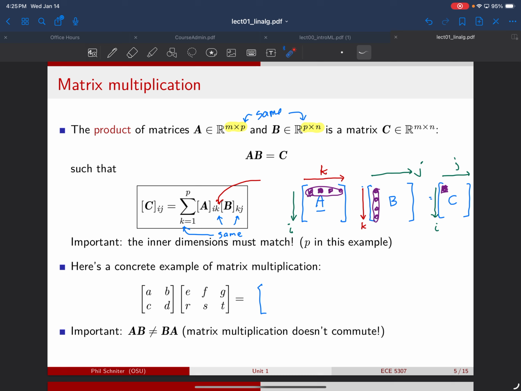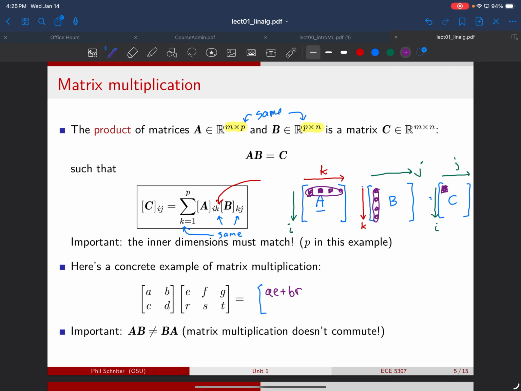Okay, so this is very fundamental. Hopefully you guys remember this. This is something you have to really internalize because it's at the heart of everything we do. So let's take a look at that again for this example down here. To get the top left element of the product, we're going to have A times E plus B times R. So AE plus BR.